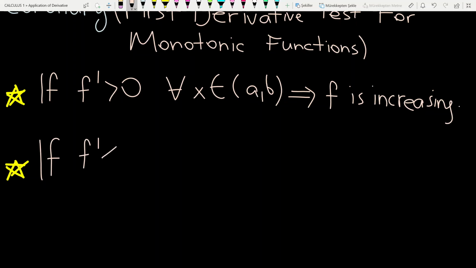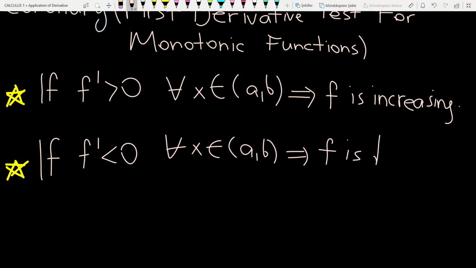If f prime, the derivative, is negative at each x on the given interval [a, b], then in this case the function is decreasing on the given closed interval [a, b]. Okay, it's a very useful test. In order to decide whether the given function is increasing or decreasing on the given interval, we will use this test. We will find the first derivative and check whether it is positive or negative on the given interval. It is a very useful test.